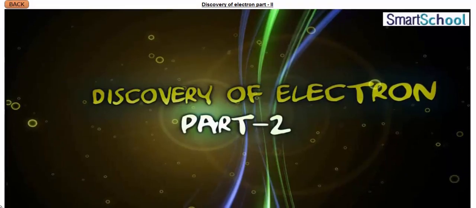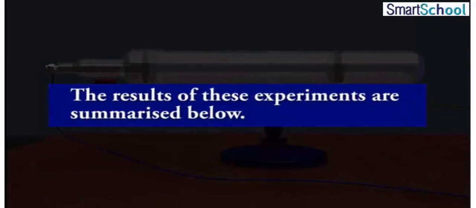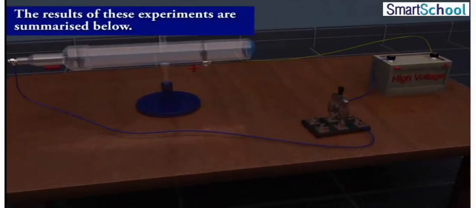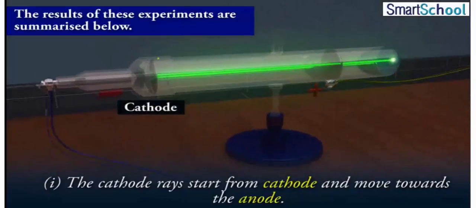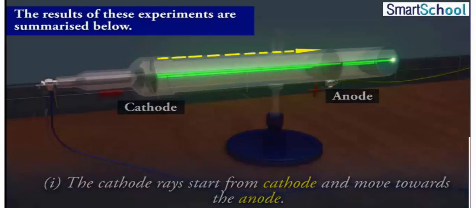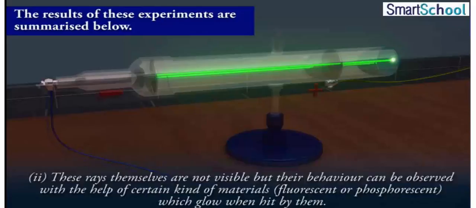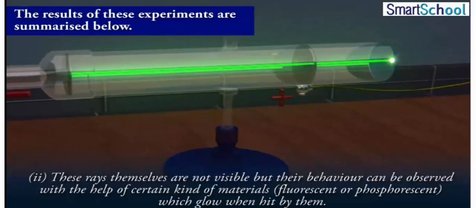Discovery of electron, Part 2. The results of these experiments are summarized below. One, the cathode rays start from the cathode and move towards the anode. Two, these rays themselves are not visible, but their behavior can be observed with the help of certain kinds of materials, fluorescent or phosphorescent, which glow when hit by them.